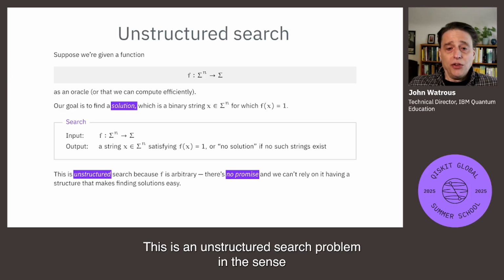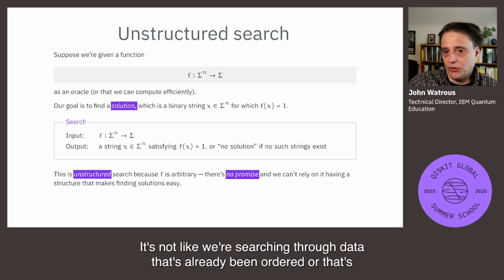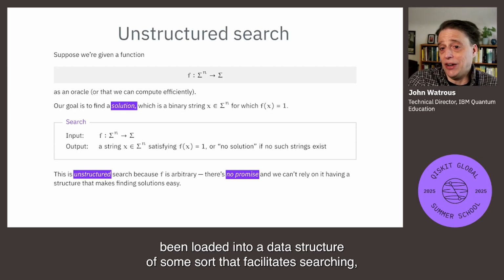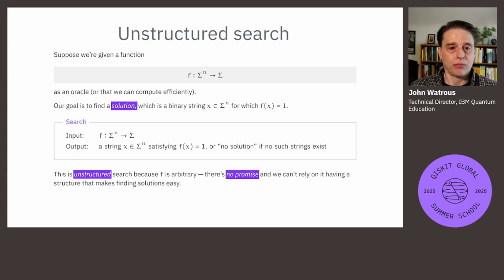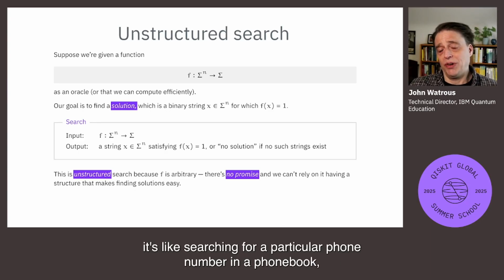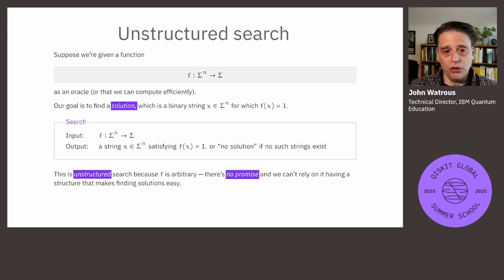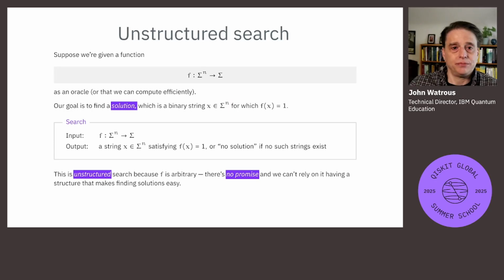This is an unstructured search problem in the sense that there's nothing special about f that makes it easy. It's not like we're searching through data that's already been ordered or that's been loaded into a data structure of some sort that facilitates searching, and there's no promise on this function that might help us. One way to think about it is that it's like searching for a particular phone number in a phone book, as opposed to searching for a name in an alphabetized list.